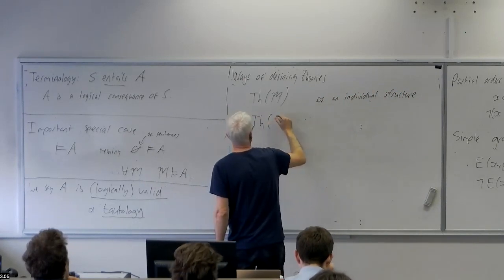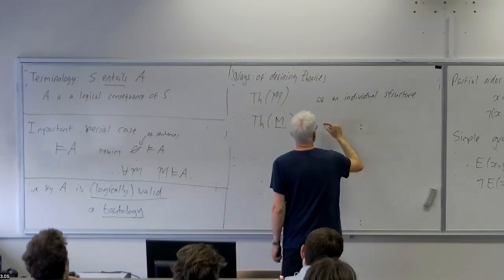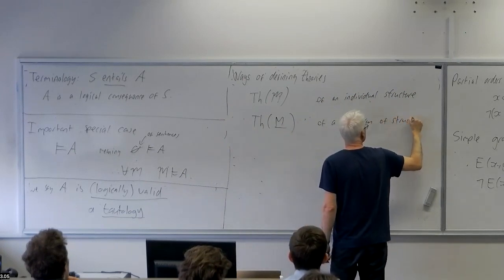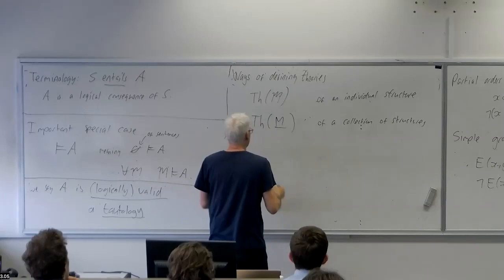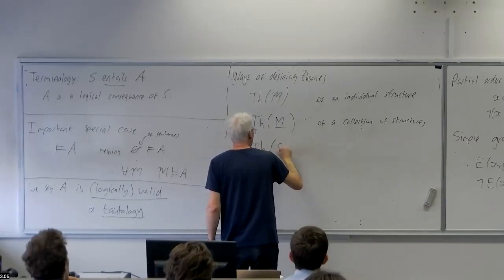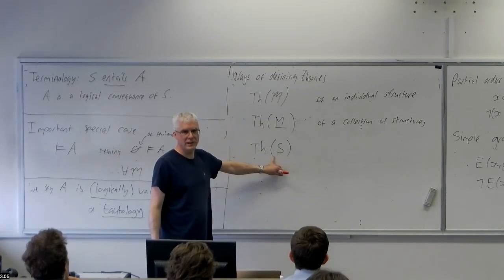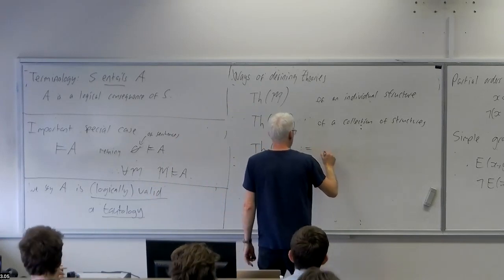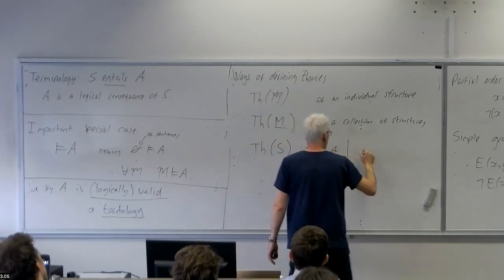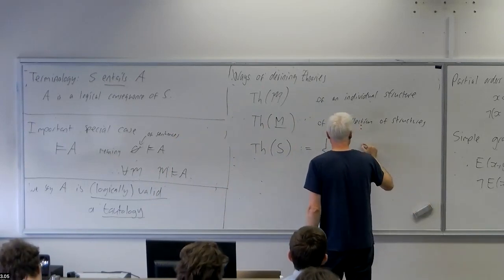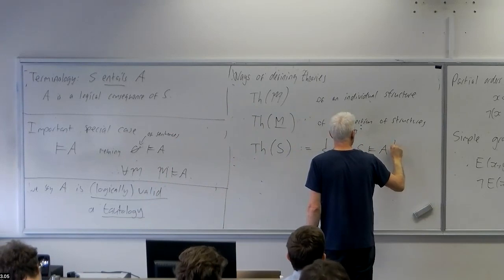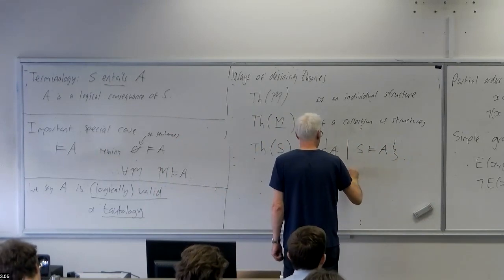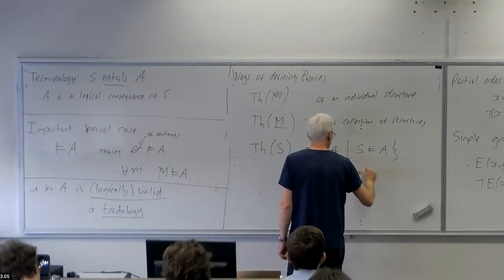We have a theory of a collection of structures. Now, another natural thing to have is the theory of an axiomatization, or the theory of a collection of sentences. So this is defined to be the set of all those sentences A that are entailed by the set of sentences S. So this is the theory of an axiomatization.